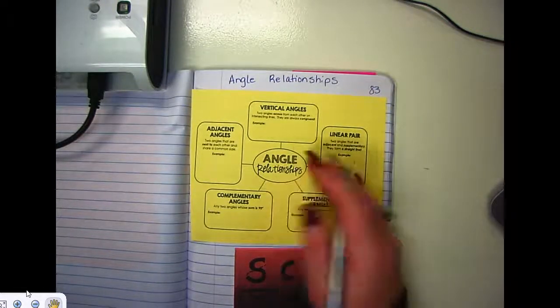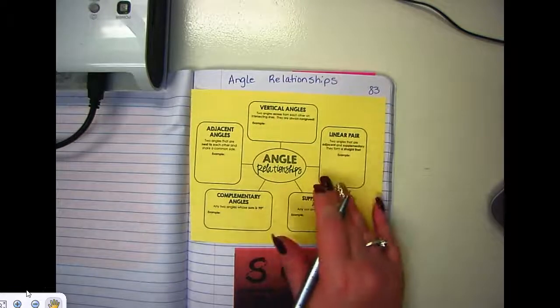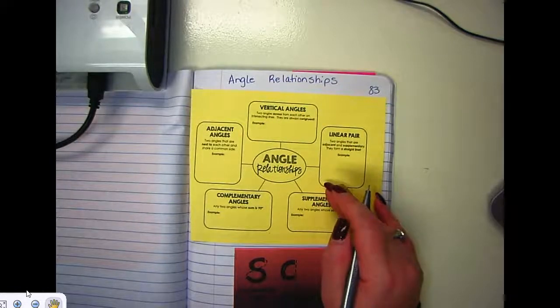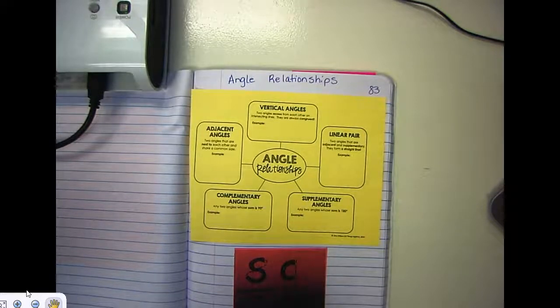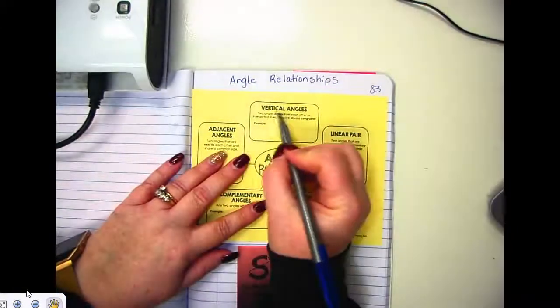All right, so this is all about angle relationships. Now, you have previously learned about angles. You know about acute angles. What are acute angles? Smaller than 90 degrees. Exactly 90 degrees, what are those called? Right angles. Greater than 90 degrees are obtuse. So now we're going to talk about some relationships between more than one angle. Okay, so let's start up here at the top.